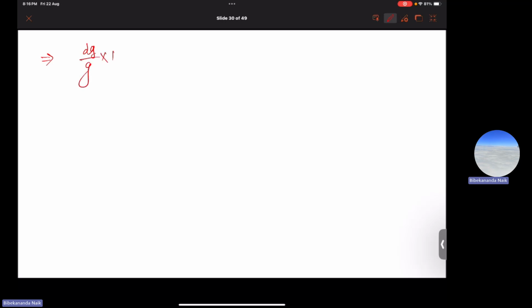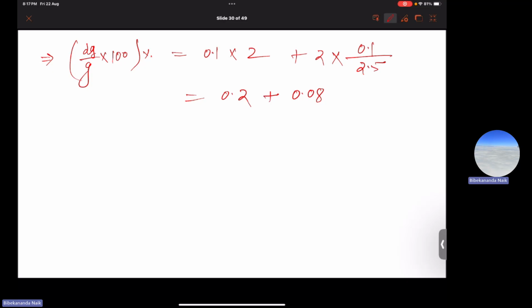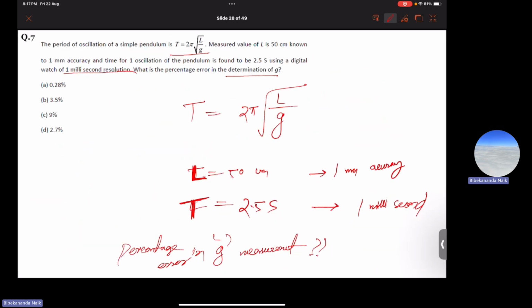So when we calculate dg by g into 100, it will be 0.1 into 2 plus 2 into 0.1 divided by 2.5. So 0.2 plus 0.08 is 0.28%. So the correct answer is 0.28%. So you see here the percentage error that we are getting in the determination of G is quite small.